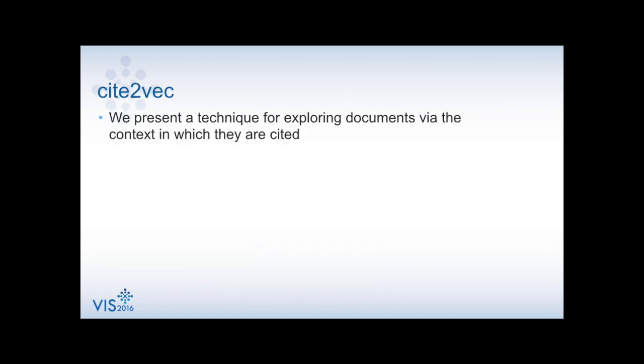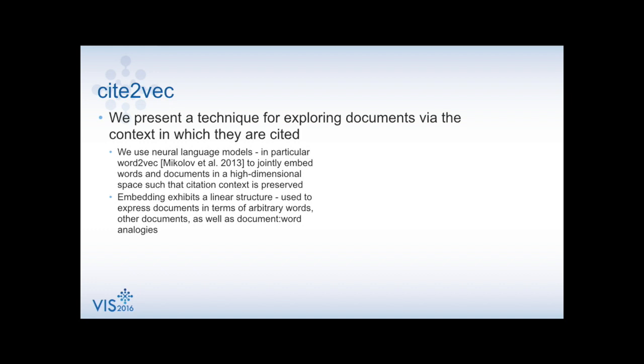So we present cite2vec. This is a technique for exploring documents through the context in which they're cited. We use neural language models, and in particular word2vec, to jointly represent words and documents as an embedding in a high-dimensional space, such that citation context is preserved. The proximity of words and/or documents is reflective of their similarity in this space.